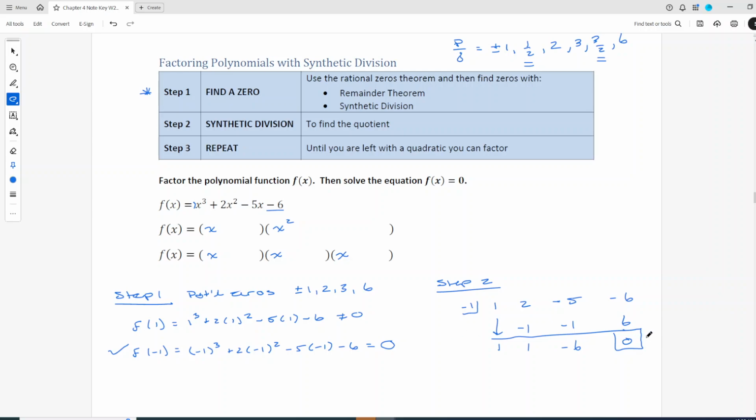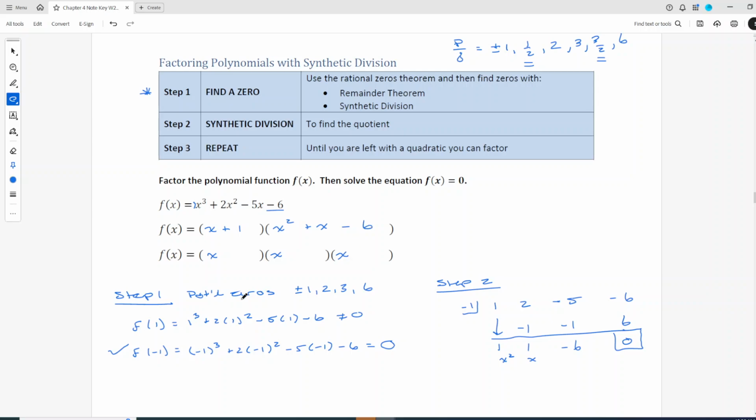They have to match. What this means is that I have now factored this cubic function into a linear factor. If my zero is -1, my linear factor is x plus 1. And then I have my quotient, which is the answer of the division question. These are my coefficients. I did a cubic divided by a linear, so it's going to go x squared, x, constant, or you'll go constant, x squared, I don't care. But you get x squared plus x minus 6.